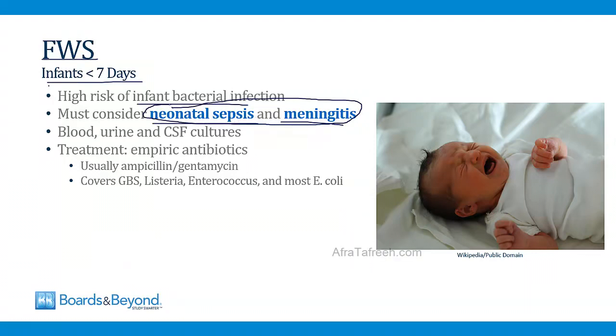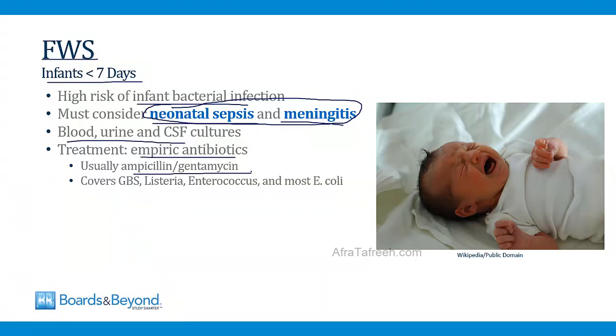So babies less than a week old who have fever without a source are usually sent to the hospital for a full workup that includes blood, urine, and cerebrospinal fluid cultures. This means they need to have a lumbar puncture. And the treatment is with empiric antibiotics. The regimen that's often used is ampicillin and gentamicin, although there are other options.